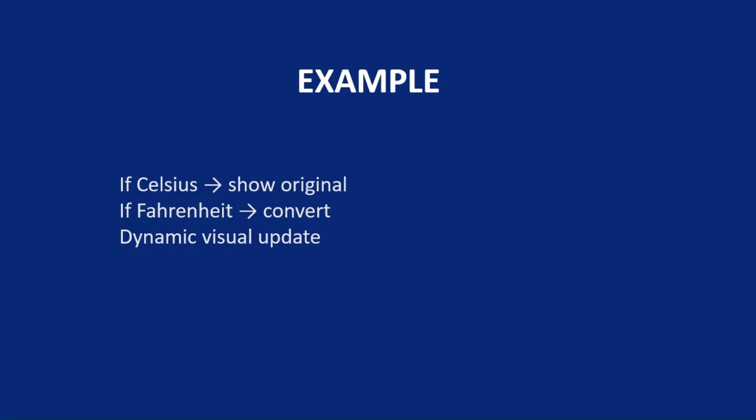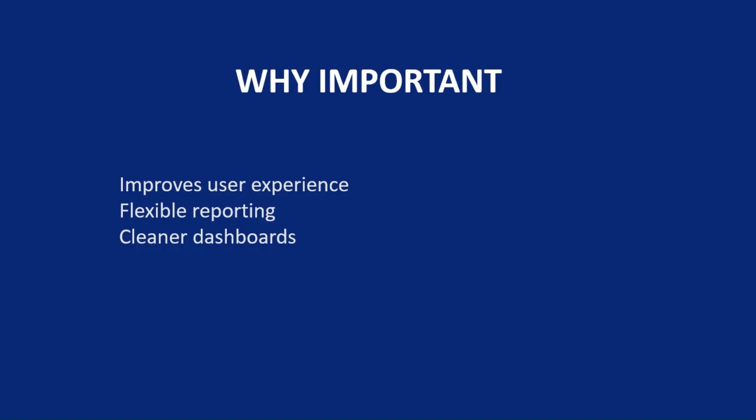Let's look at the logic. If the user selects Celsius, it shows the original value. If the user selects Fahrenheit, it converts using a formula. So the same visual updates automatically based on the selection. That's the power of DAX. So why is this important? Because it improves your users' experience, makes reports flexible, and keeps dashboards clean. Instead of multiple visuals, one smart solution does everything.